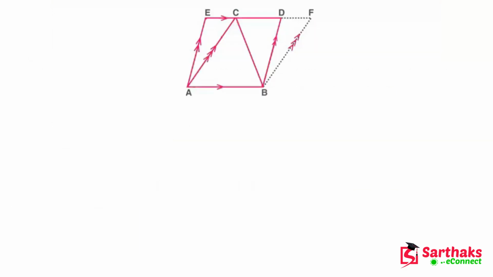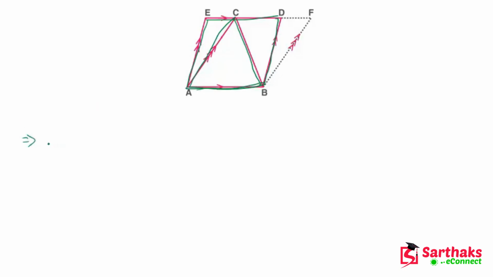Now you can see the figure here. In this there are two figures. The first figure is triangle ABC, and the second figure is ABDE, which is a parallelogram.